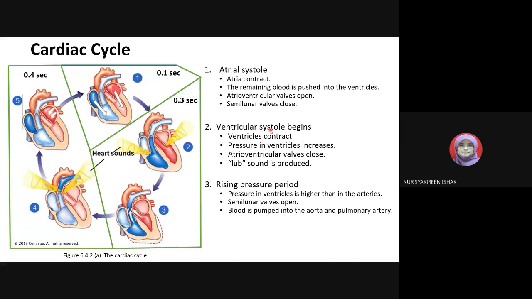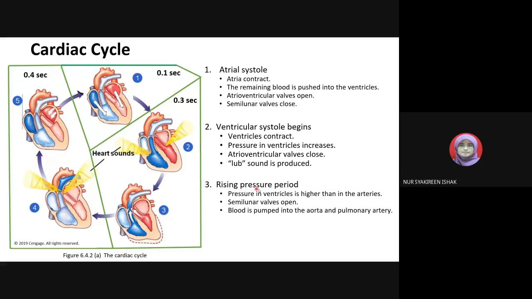So next, ventricular systole begins. Ventricular systole is when the ventricle starts to contract. Bila dia dah collect as much blood in the chambers of both ventricles, pressure in the ventricle increases. Sebab apa tadi? Semilunar valve dia close tadi kan? So pressure within both ventricles increases. So the AV valve will close, and the lop sound is produced. Ini yang tadi saya cakap: the recoiling of high blood pressure within the ventricle that hits the AV valve. So this produces the lop sound.